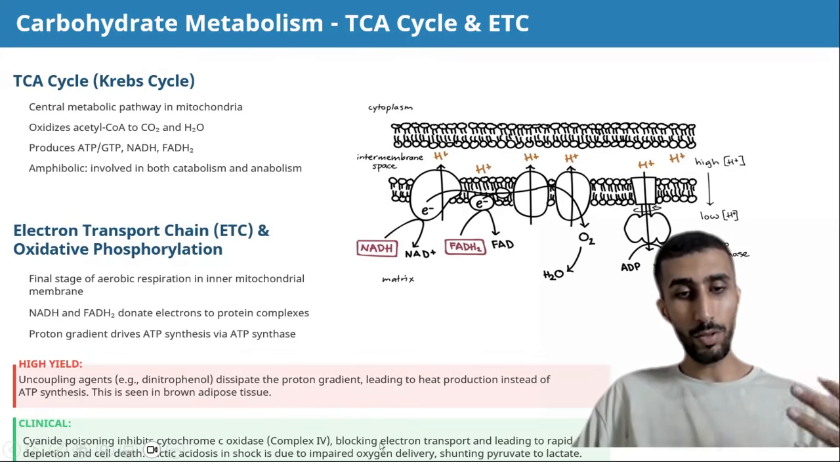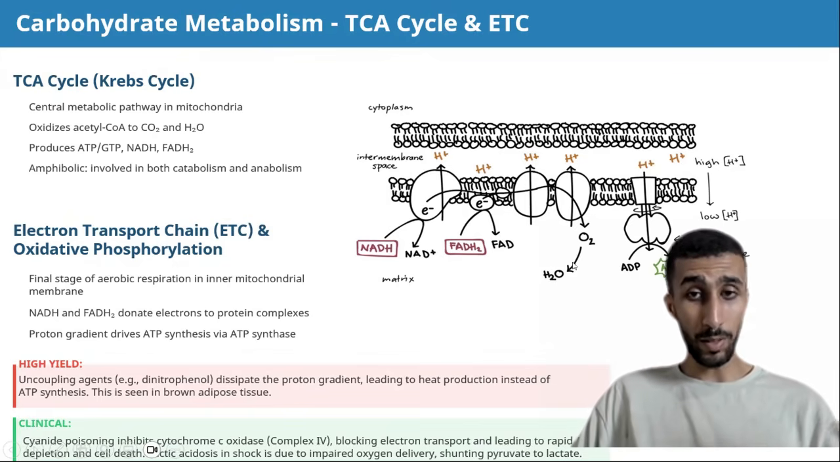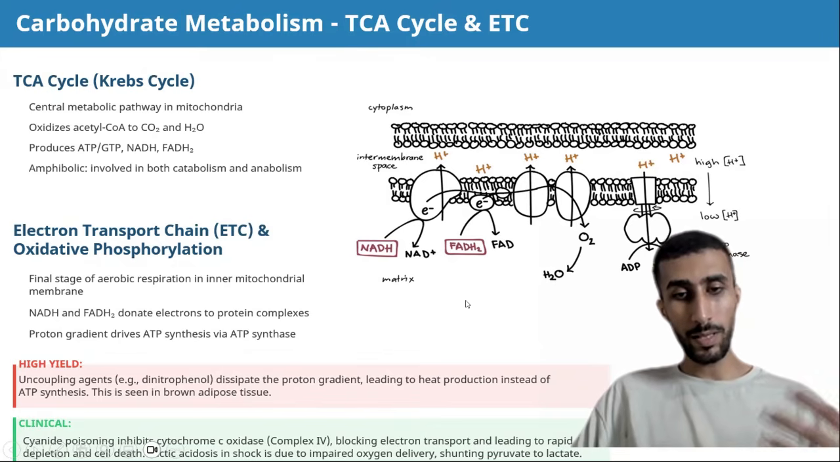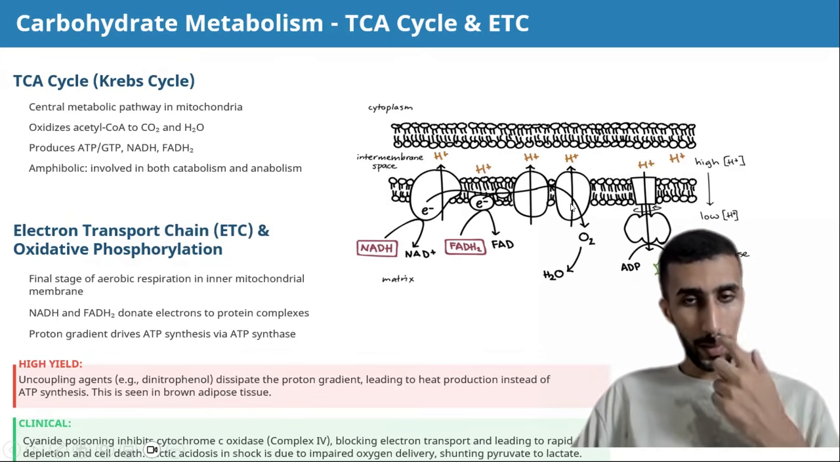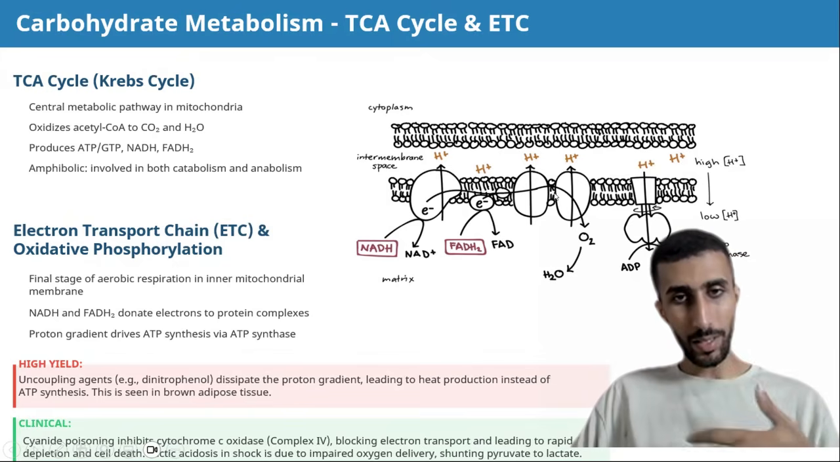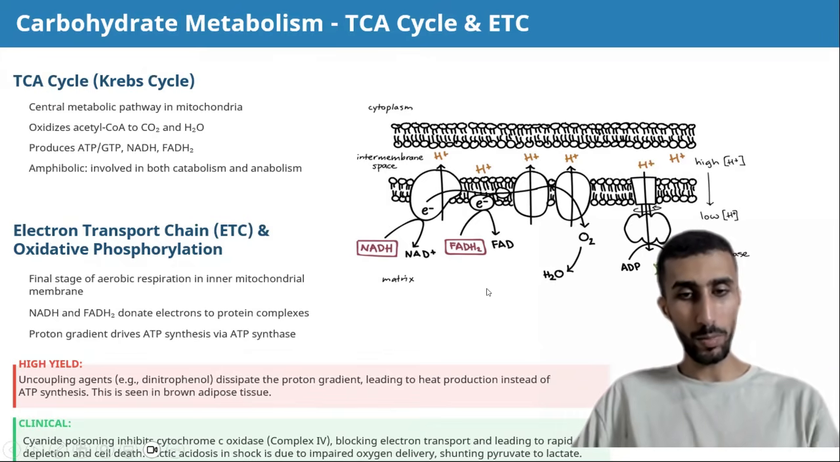Lactic acidosis in shock is due to impaired oxygen delivery. So if we don't get oxygen, this is not going to proceed. With cyanide toxicity, oxygen may be present, but there is an interruption of the electron transport anyway, so it's going to interrupt the process. It causes anaerobic metabolism, and it's going to affect our cells and interrupt energy production.